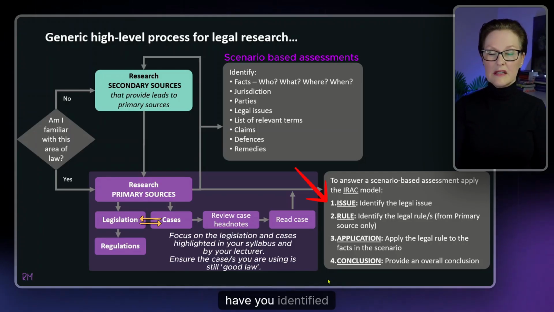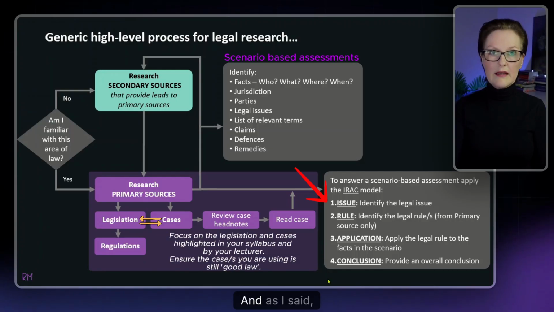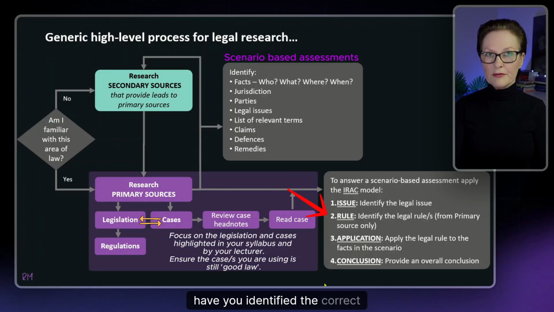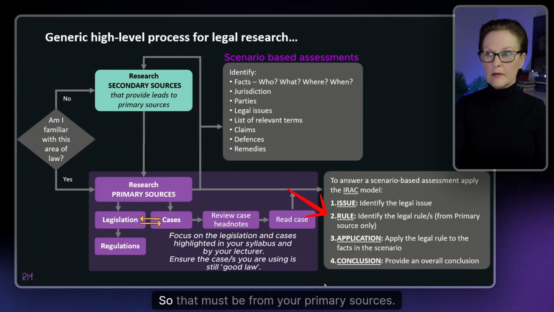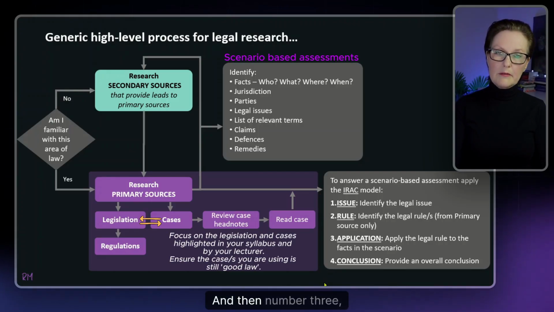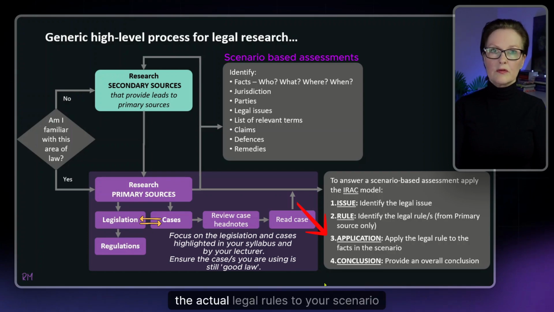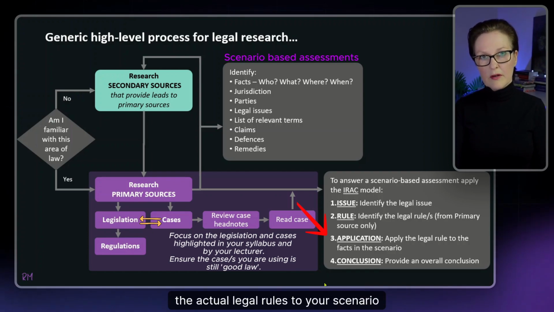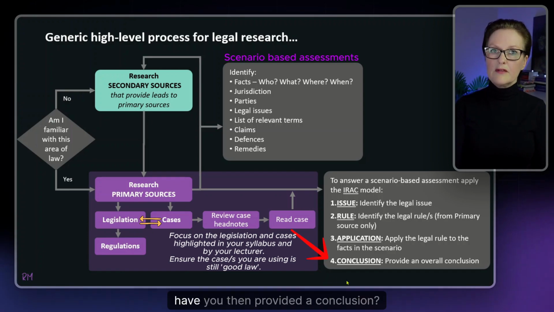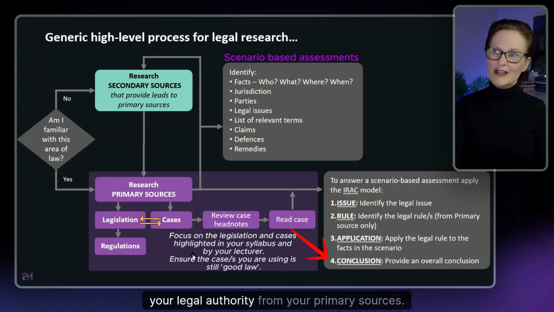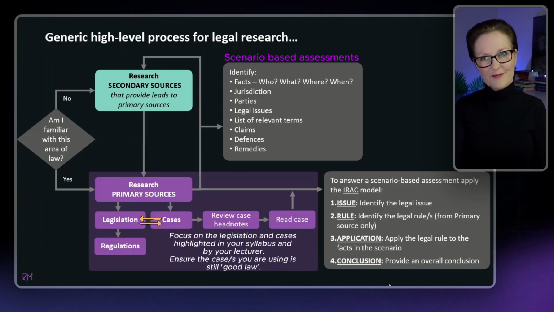So that is, have you identified the legal issue? And as I said, there might be more than one. Have you identified the correct legal rule? So that must be from your primary sources. And then number 3, have you now applied the actual legal rules to your scenario? And then have you then provided a conclusion? And that's relying on your legal authority from your primary sources.